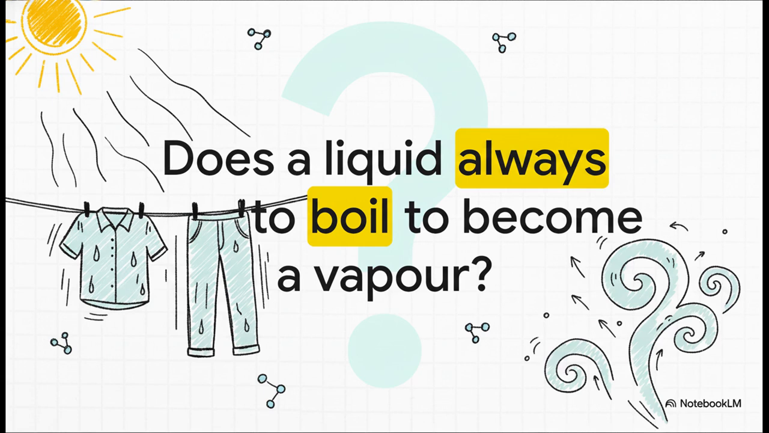And with that understanding, I want to leave you with one final question to think about. We know that if we heat water to 100 degrees Celsius, its boiling point, it turns into vapor. But think about wet clothes drying on a clothesline. The water from the clothes also turns into vapor and disappears, but the clothes are certainly not boiling. So how does that happen? That is a mystery we will solve in our next explainer.